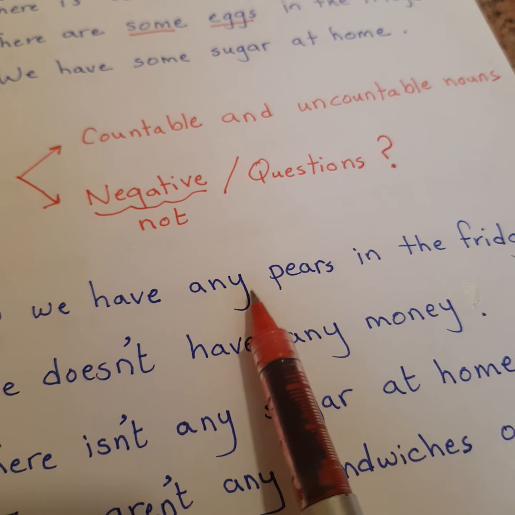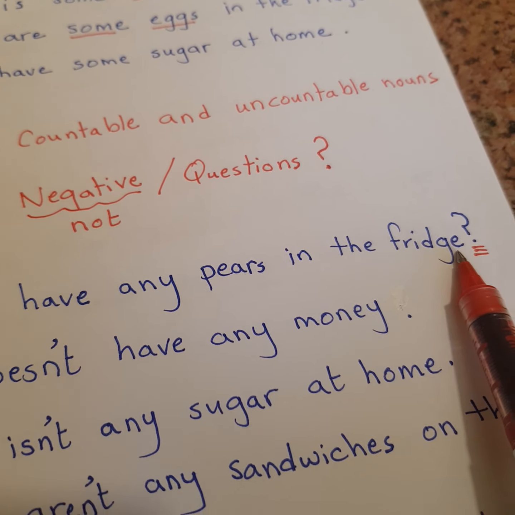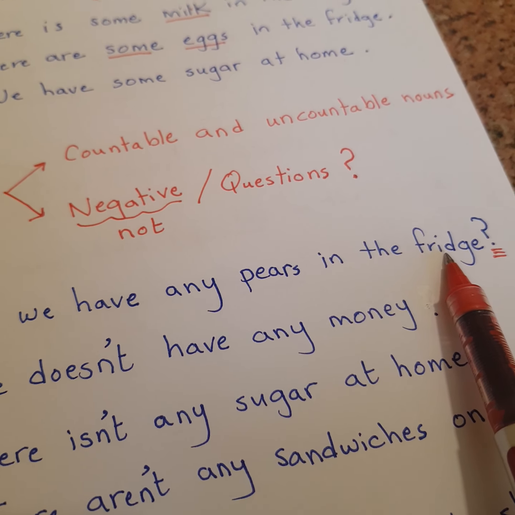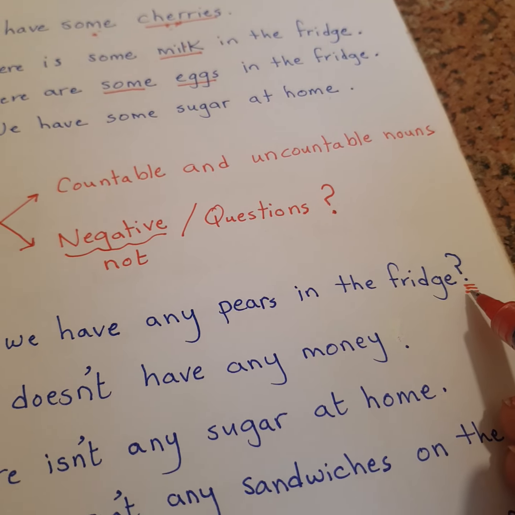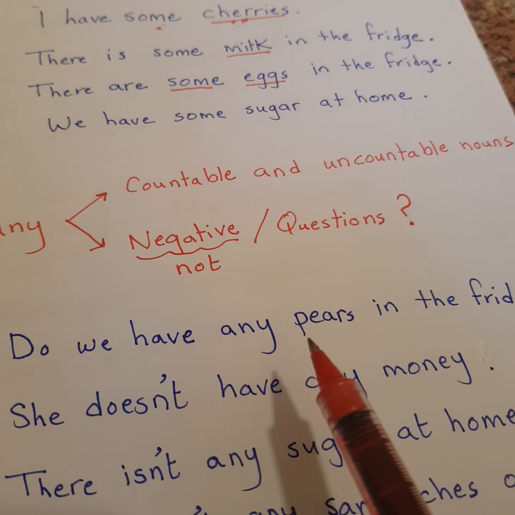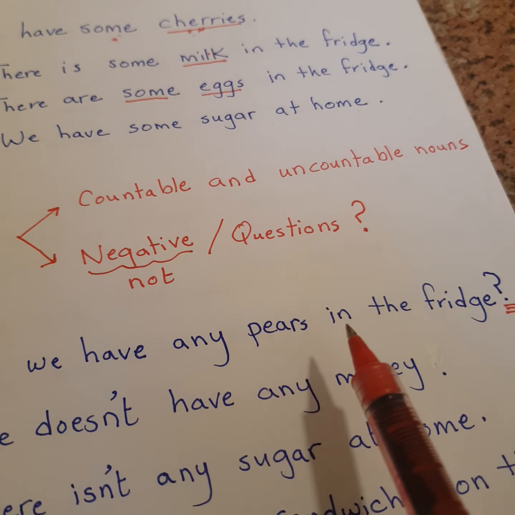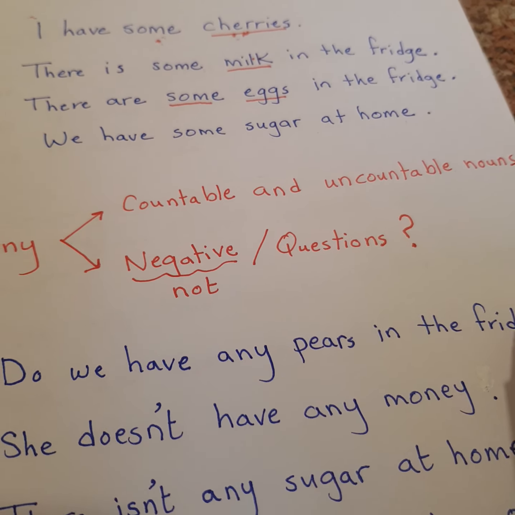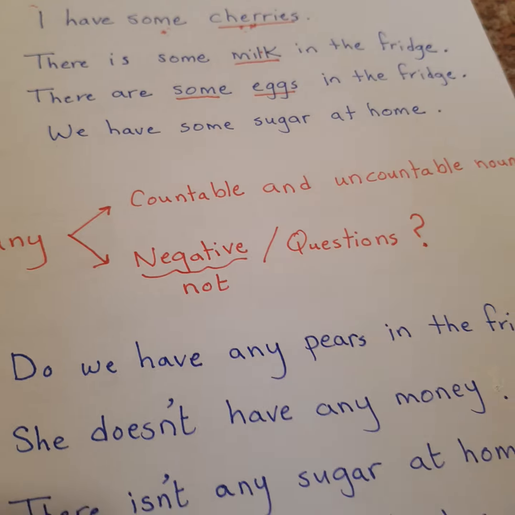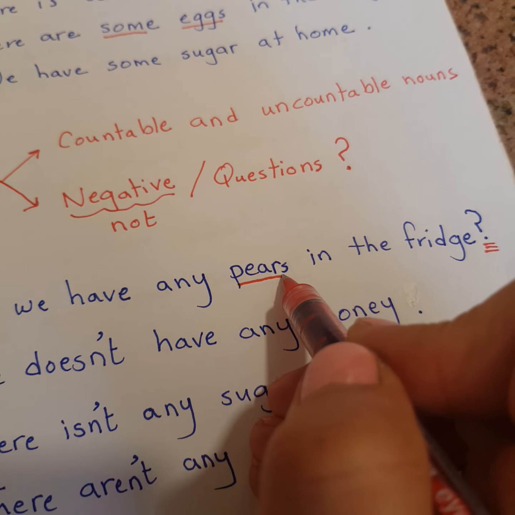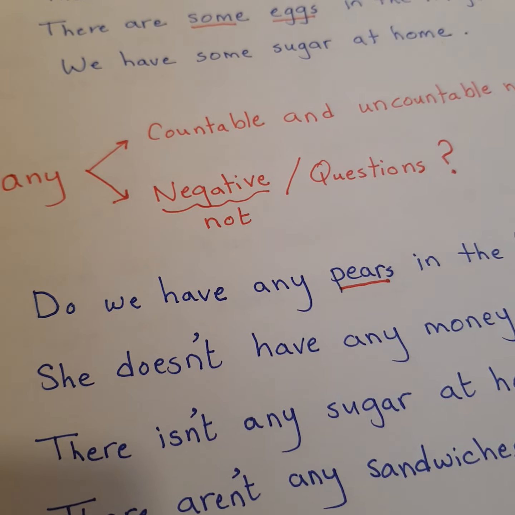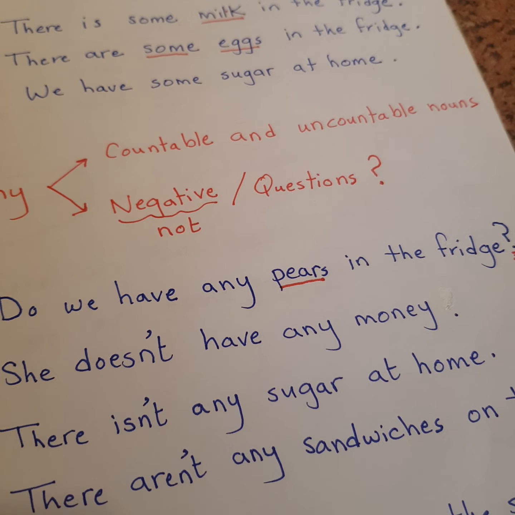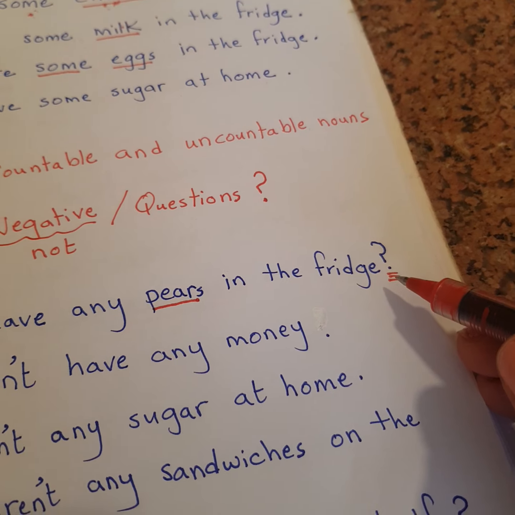Do we have any pears in the fridge? We have a question. احنا عم نسأل هون هل في عنا أي أجاص في الثلاجة؟ This is a question. And pears, as we see, is a countable noun. هو اسم معدود. We used any because we have a question.